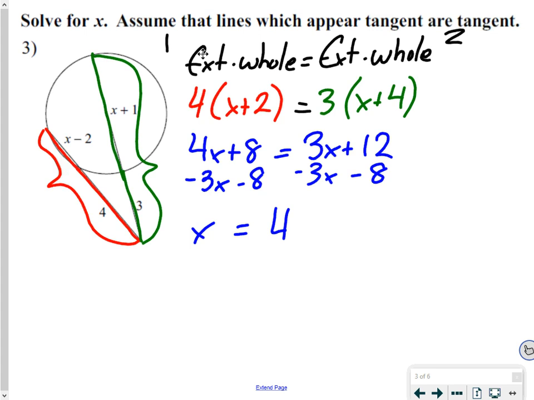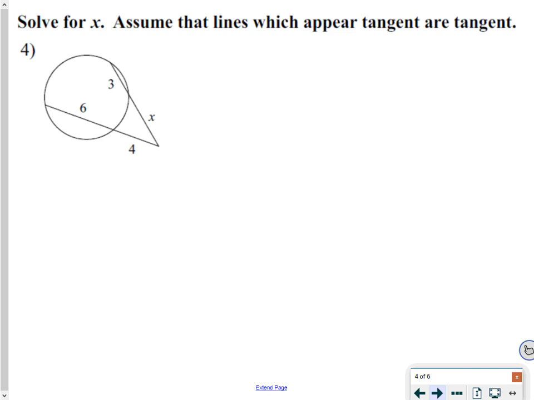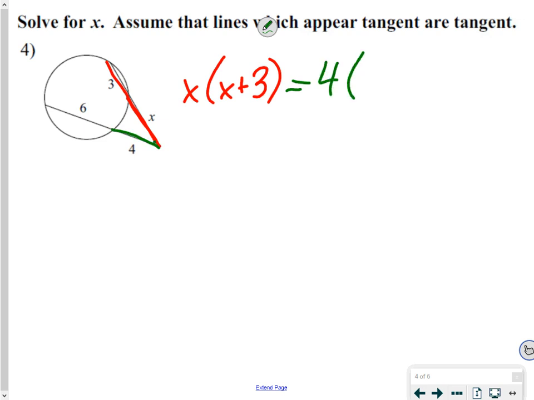Let's check out the next one. Once again, another secant-secant relationship. So we have exterior times whole equals exterior times whole. I'm going to look at the upper segment first, because that's the secant segment. So exterior times the whole thing, which would be x plus 3, equals the exterior times the whole thing, which is 10.